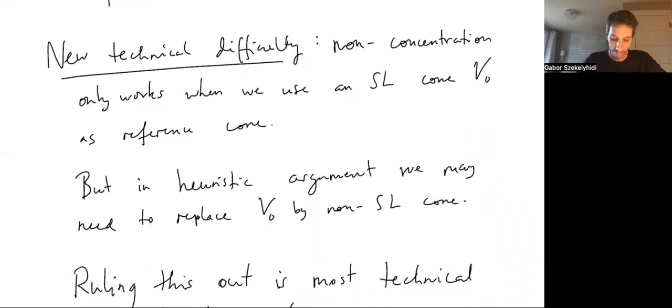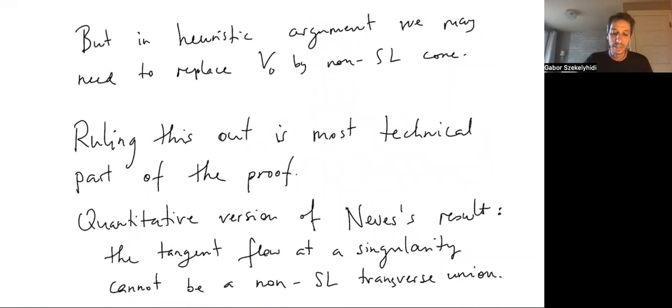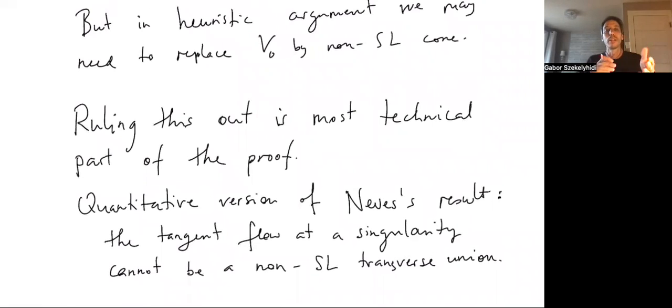Okay, well, as I said, in this case our heuristic argument breaks down because of having to use this new reference cone, which is not special Lagrangian. But if one thinks about this a little bit geometrically, this would mean that you have some flow which is extremely close to a union of Lagrangian planes that have a different angle. So a kind of limiting version of this would be to have a tangent flow which is given by a non-special Lagrangian union of planes. But as I mentioned before, Neves has a result that says that actually this cannot happen. So if your tangent flow was given by a non-special Lagrangian transverse union, then actually no singularity is forming.